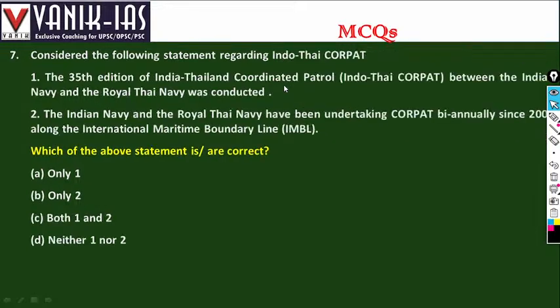About the Indo-Thai CORPAT, the 35th edition of the Indo-Thailand Coordinated Patrol, Indo-Thai CORPAT, between the Indian Navy and the Royal Thai Navy was conducted. The Indian Navy and the Royal Thai Navy have been conducting CORPAT biannually since 2005. Okay, so both are correct.